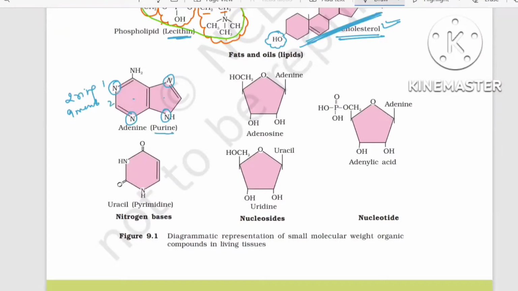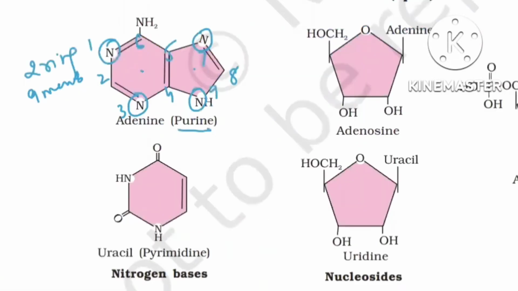Start from here. 1, 2, 3, 4, 5, 6, 7, 8, 9. So 9 membered. This is pyrimidine. If you see, it is 1, 2, 3, 4, 5, 6. So pyrimidine is 1 ring and 6 membered. So from here they can ask you the question. And heterocyclic, because nitrogen is present in the ring only. See, this nitrogen is part of the ring. These nitrogens are part of the ring. You check in your NCERT, you will find it. That is why we say nitrogenous bases are heterocyclic ring compounds.